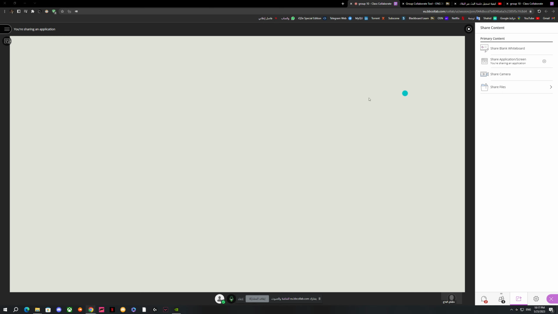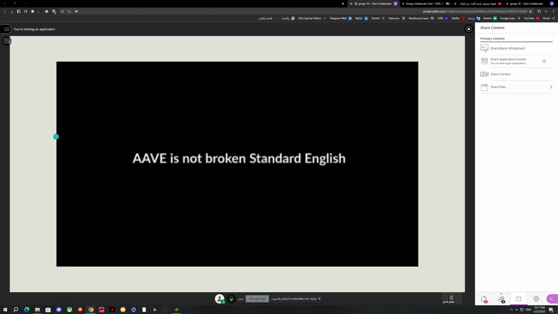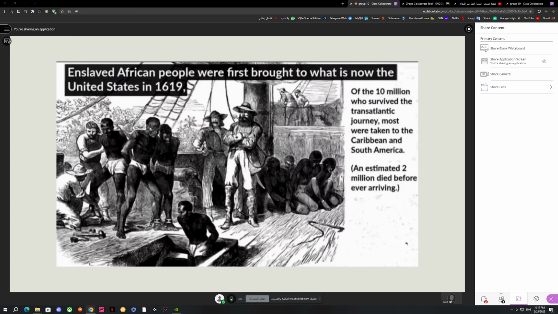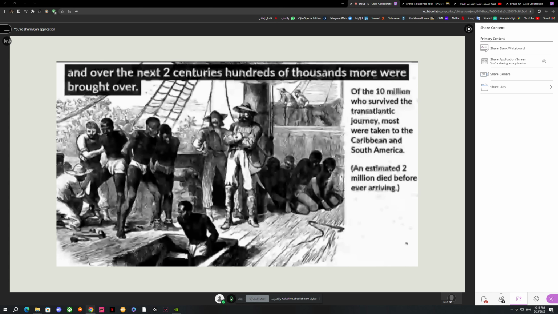It's not broken Standard English. It's simply not Standard English. It's something else. Enslaved African people were first brought to what is now the United States in 1619, and over the next two centuries, hundreds of thousands more were brought over.